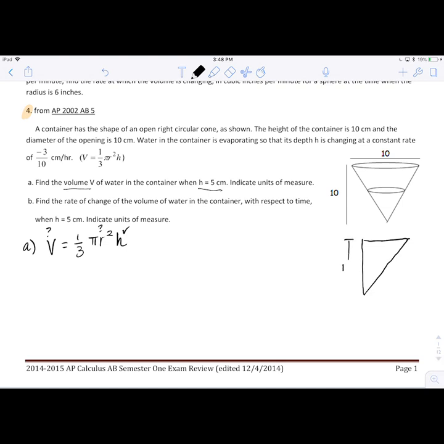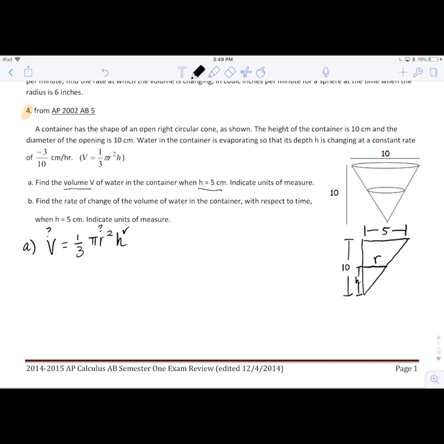The entire height is 10 centimeters. And since this is only half of the cross section, the radius is 5, because if the diameter is 10, the radius has to be 5. Okay? So that's going to be the biggest triangle. The smaller triangle is going to have a radius of r and a height of h.